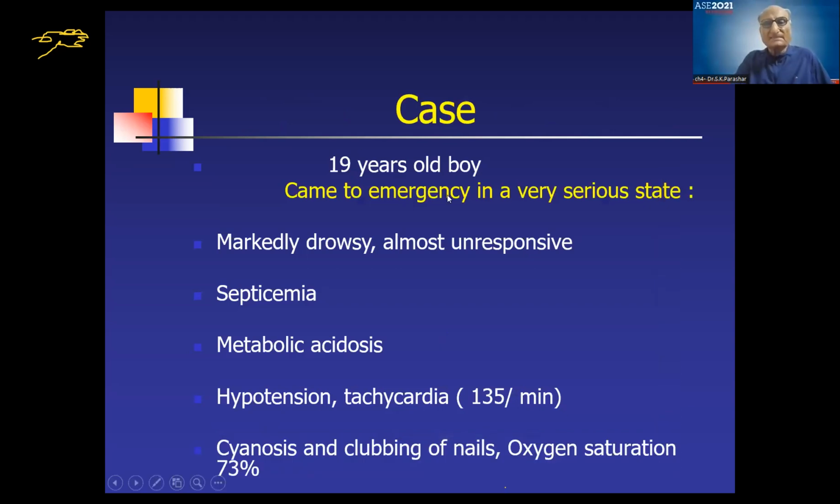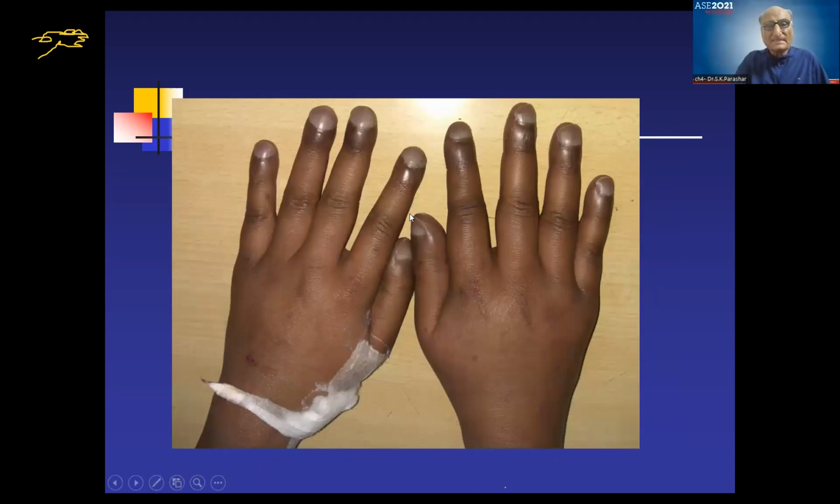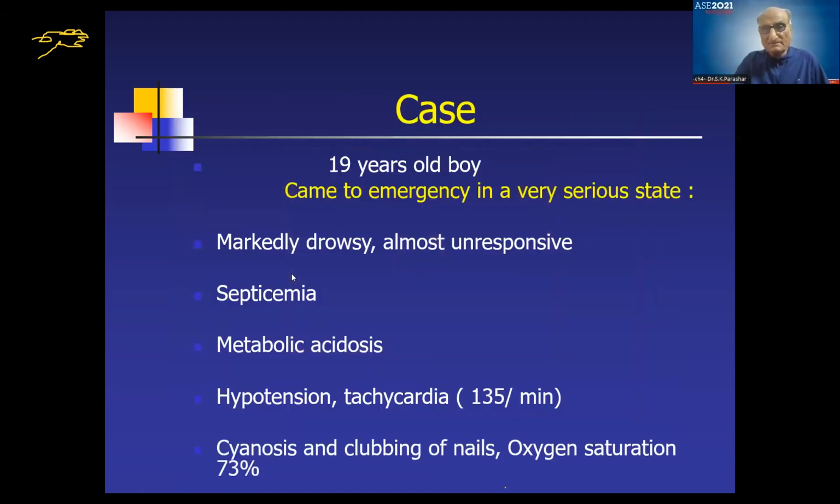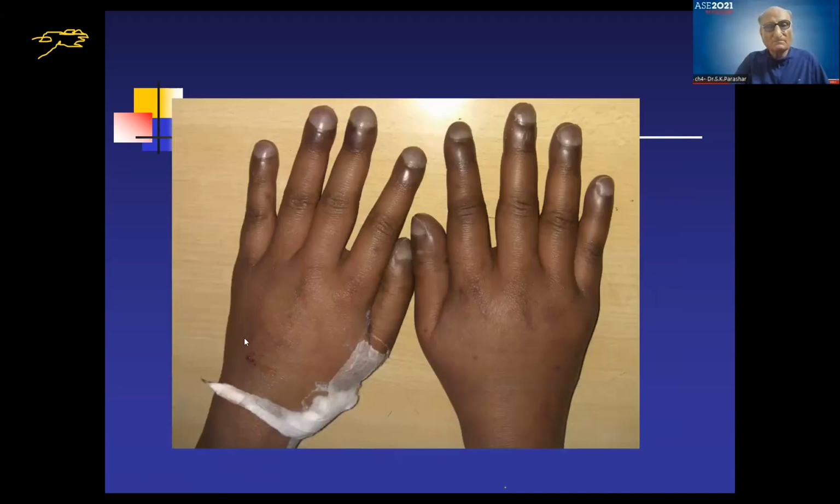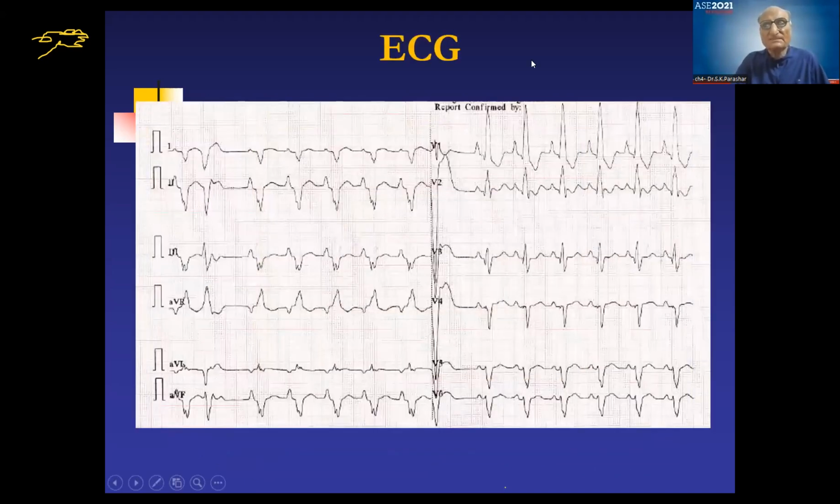Now this is another case, a 19-year-old boy who came in a very serious state with multiple problems, cyanotic clubbing, and the oxygen saturation was only 73%. As you see, here is the clubbing of the nails, and here is the central cyanosis. You see all the cyanosis and clubbing of the nails. Now, here you see the ECG shows gross right ventricular hypertrophy. So this automatically tells you that there is a significant increase in the RV pressure leading to marked right ventricular hypertrophy.